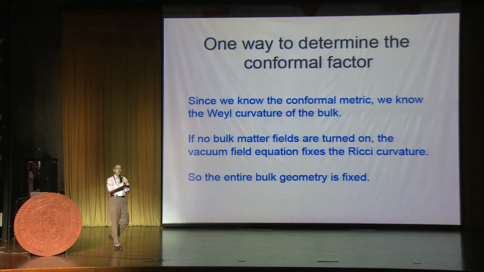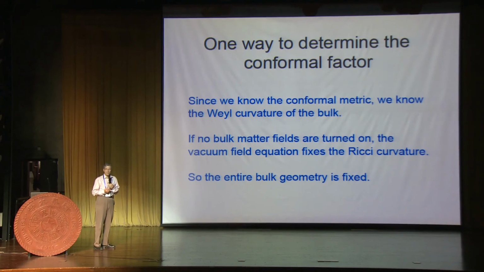So far, I've not assumed anything about the bulk equation of motion. Everything I've told you works for any bulk space-time which is asymptotically AdS. Now, we've determined the conformal metric from these light cone cuts. So that says we know what the Weyl tensor is in the bulk. If we know that there are no matter fields turned on, and if we use the Einstein equation in the bulk, that immediately fixes the Ricci curvature. So if we know the Ricci curvature and we know the Weyl curvature, then we know the entire curvature and the geometry in the bulk is fixed.